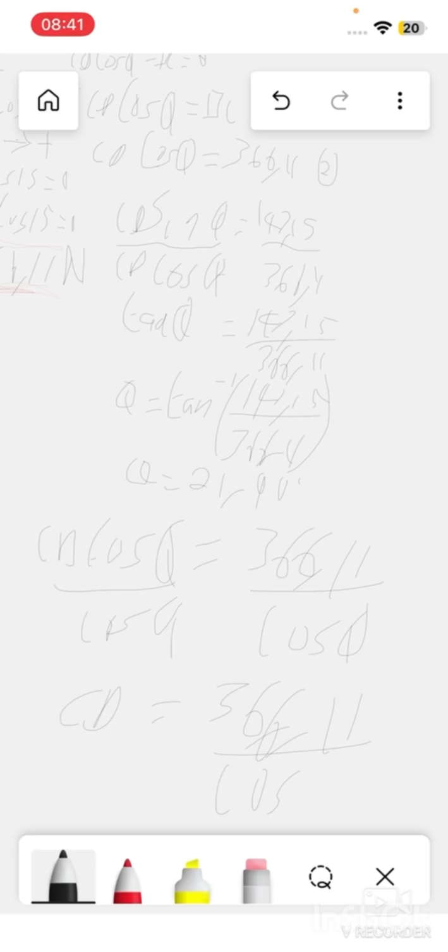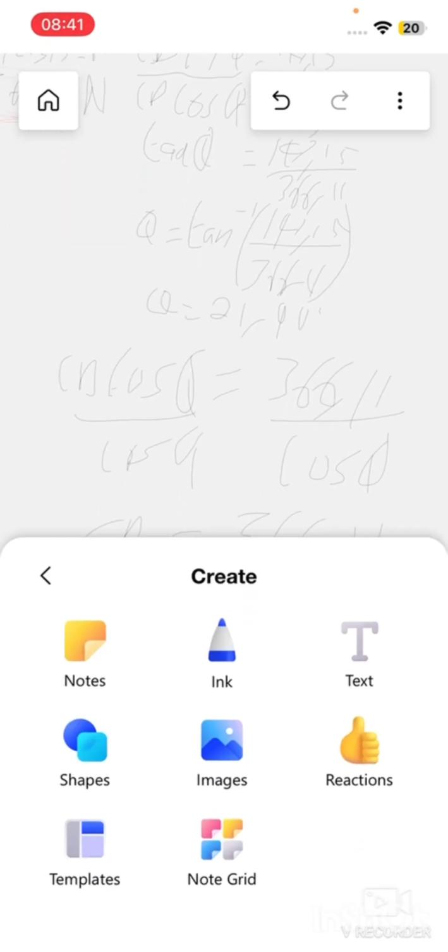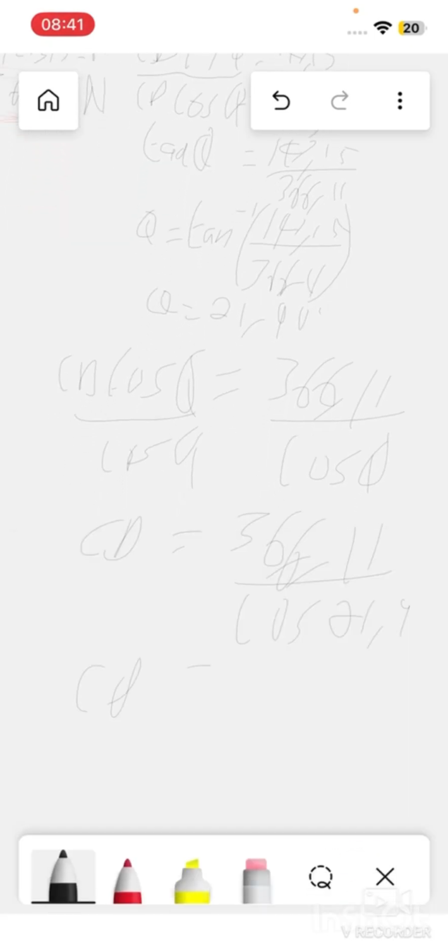Theta is 21.9. I'm going to punch it on the calculator. CD equals 366.11 over cos 21.9, close bracket. Our CD is 394.8 Newton. Are we done? We are not done.